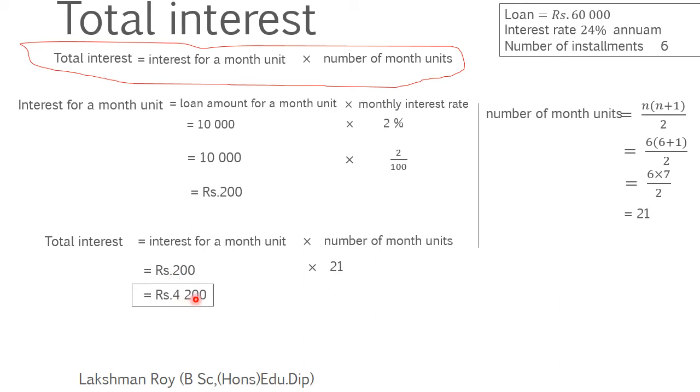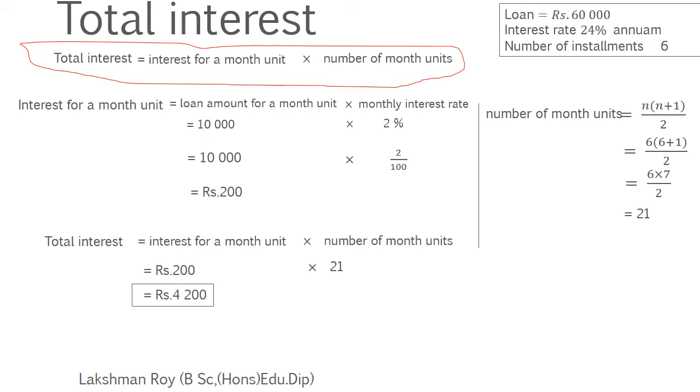Remember, earlier we found the interest for the first month, second month, like that. When we got the total, we got the same amount. But this is the easy and short method. So this is the method we followed to solve the sums using this reducing balance method to find the total interest. Right, now we found the total interest.